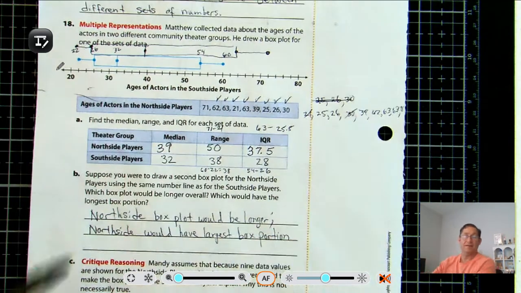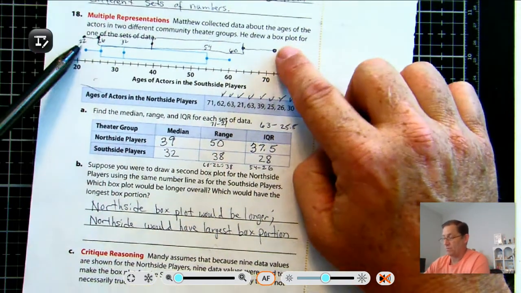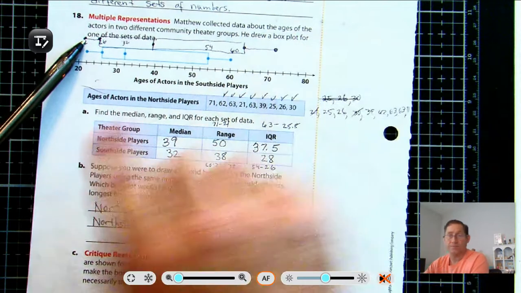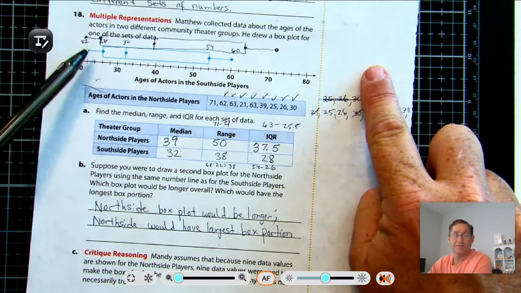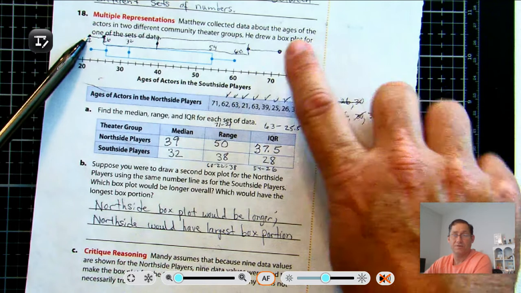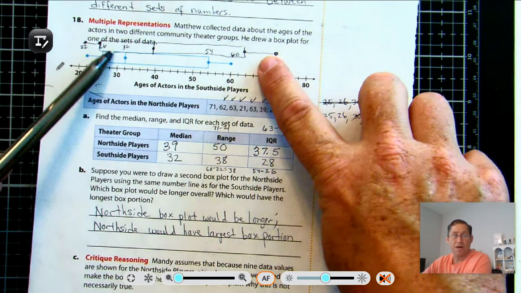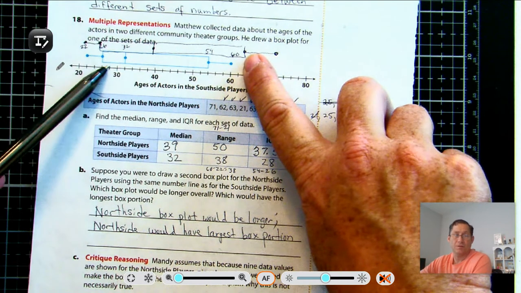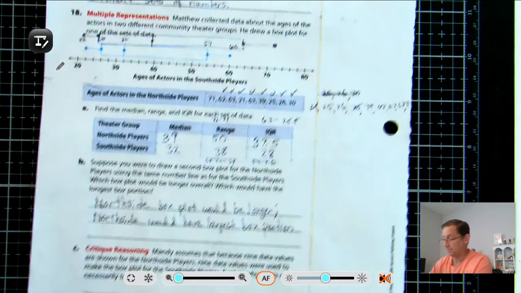Okay. Again, so when we look at the box plot for north side players, it actually almost takes up the whole number line. Okay, so it is a lot longer from the least value to the largest value. The box portion just itself is longer than the south side players.